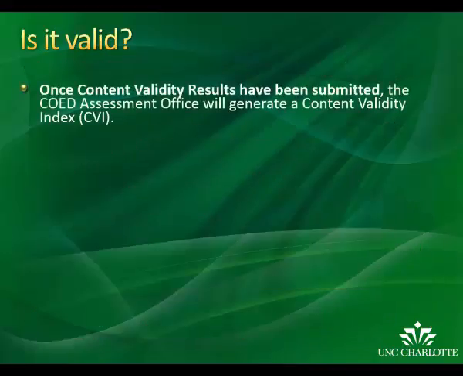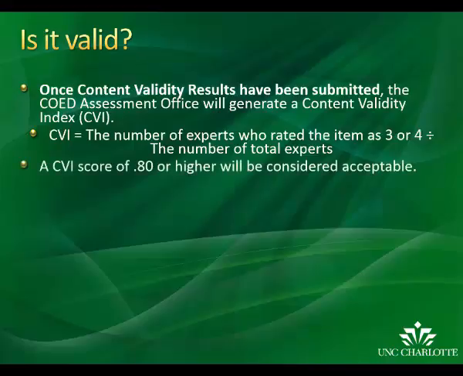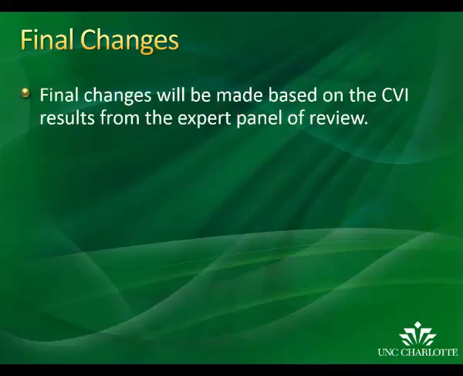Once the content validity results have been submitted, the College of Education Assessment Office will generate a Content Validity Index, or CVI. The CVI is calculated by reviewing the number of experts who rated the item as a 3 or 4 and dividing that number by the total number of experts. A CVI score of 0.80 or higher is considered acceptable. If a rubric's score is not 0.80 or higher, the rubric will need to be revised based on the feedback by reviewers. Final changes based on the CVI results will be made for the expert panel review.